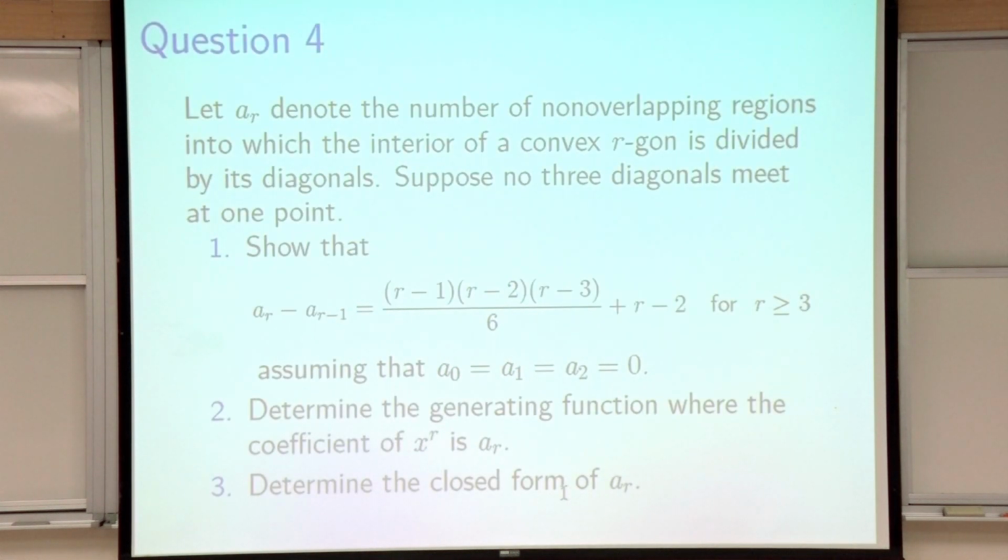And for question 4, this is a little harder. Let a_r denote the number of non-overlapping regions into which the interior of a convex r-sided polygon is divided by its diagonals. Suppose no 3 diagonals meet at one point. So for the first part, we want to show that a_r minus 1 is equal to (r minus 1 choose 3) plus r minus 2.